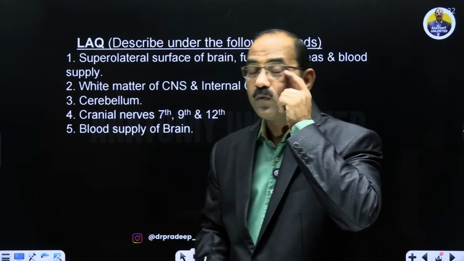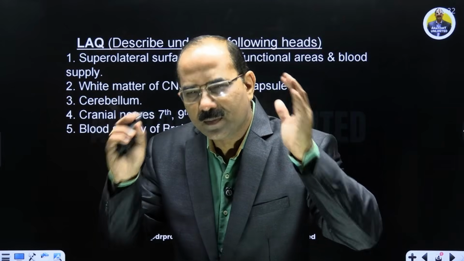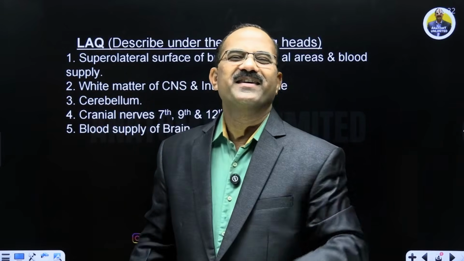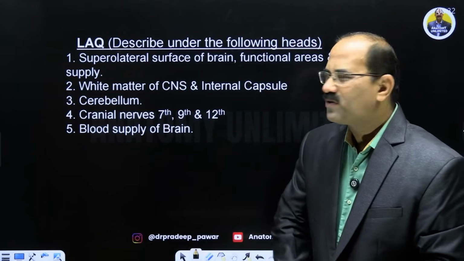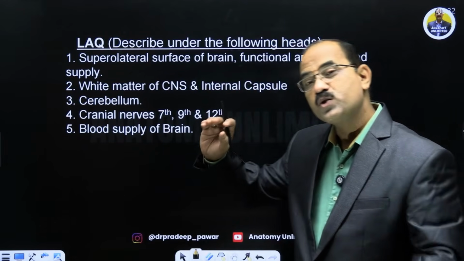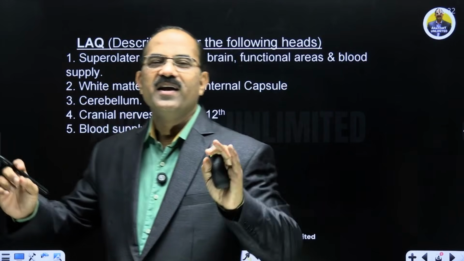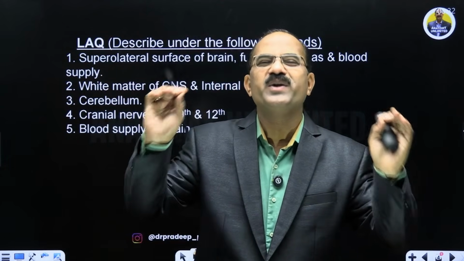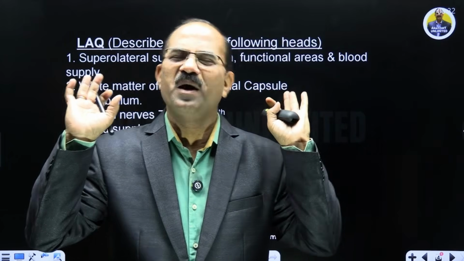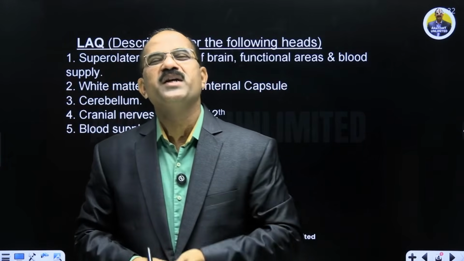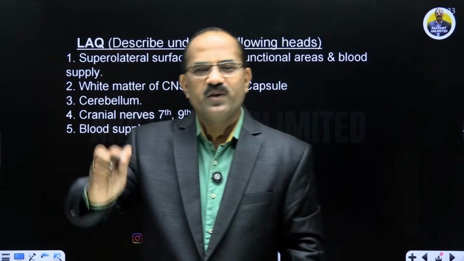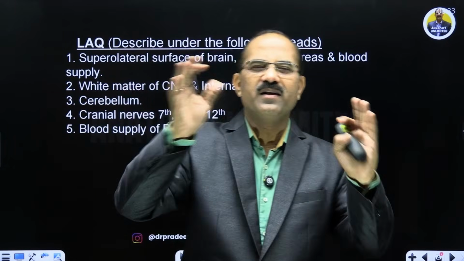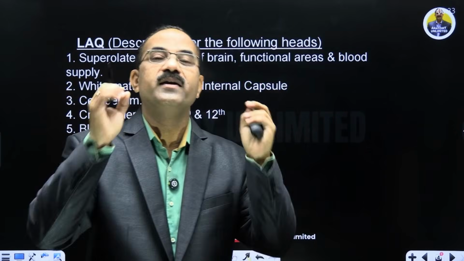So what happens, you know students, एक LAQ अगर आप बनाते हो so automatically 3-4 SAQs तो हो ही जाते हैं, है ना? So coming to the first LAQ, understand the superolateral surface of the brain, the functional areas and the blood supply. A very favorite question of the examiners. हमेशा पूछते हैं. कुछ नहीं तो superolateral surface तो आता ही है. So you have to draw a beautiful diagram of the superolateral surface. Easy है. The various sulci, gyri draw करना है, लिखना भी है.